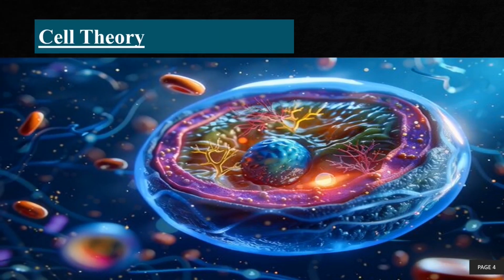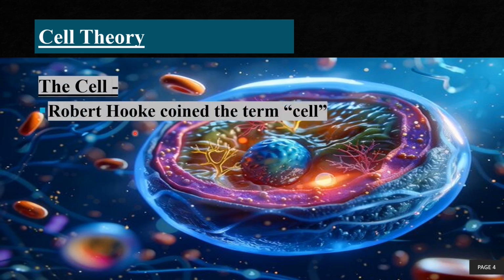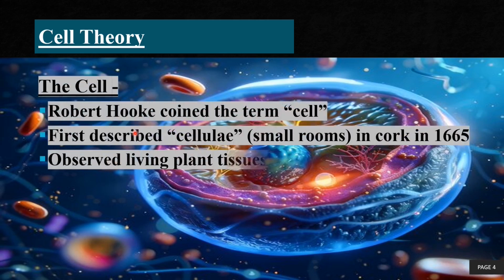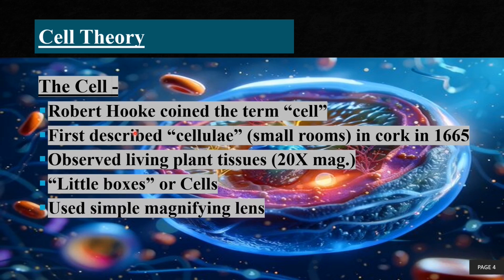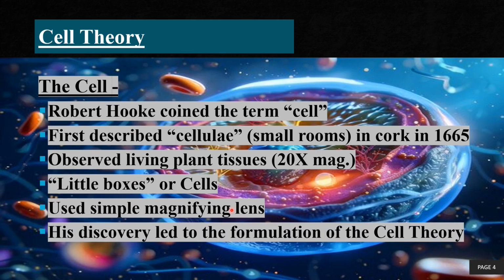So now we'll be discussing cell theory. But before this, let's hear some facts about the cell. The term cell was first coined by the scientist Robert Hooke. He used a small and simple microscope, or a magnifying glass, of 20 times magnification to observe a cork cell. Cork is a material taken from the cork oak tree.